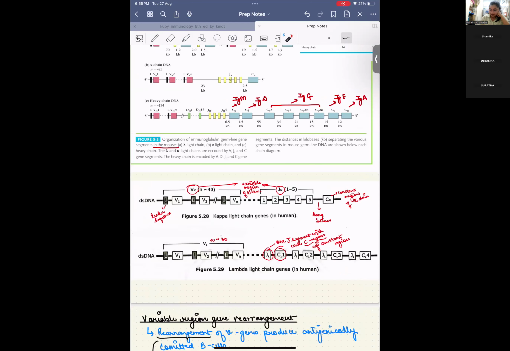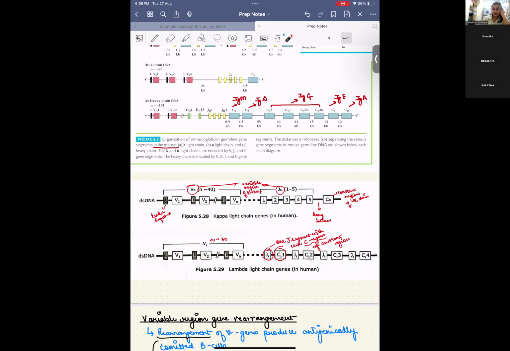The difference between these two, so what happens while the process of rearrangement occurs? The first chance is given to the kappa chain to undergo rearrangement. And if it forms a productive rearrangement, which means a rearrangement that can actually bind antigen, that gets selected, and we have the antibody molecule wherein the light chain is a kappa light chain.